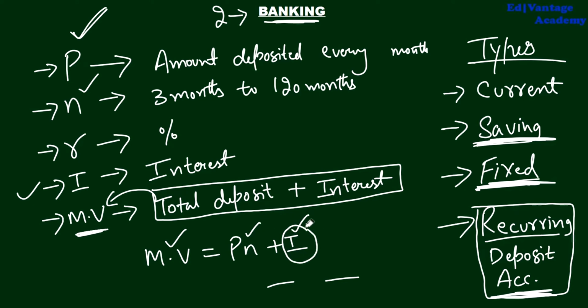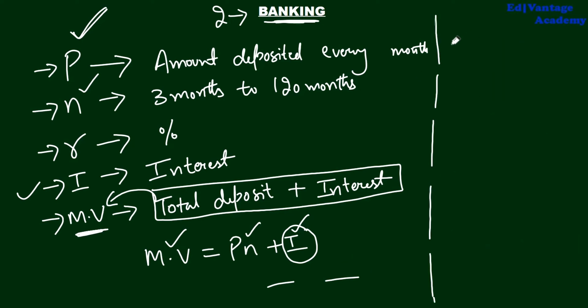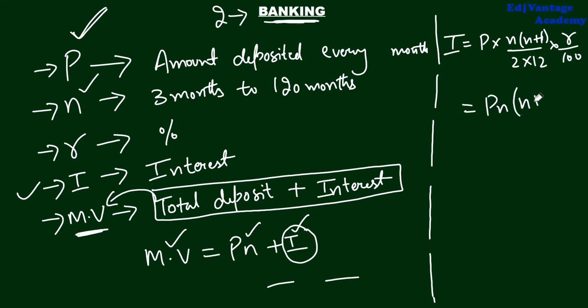But how do we calculate interest in this type of account? Is it the same as in earlier classes? No. They were different. This is different. Let us see the formula used in this type of interest. So how do we calculate interest here? We have a formula for that, which is P into N into N plus 1 divided by 2 into 12 into R by 100. You can simply write it as P into N into N plus 1 into R, whole divided by 2400. That's no problem. We can remember it like this. So this is how we calculate interest.